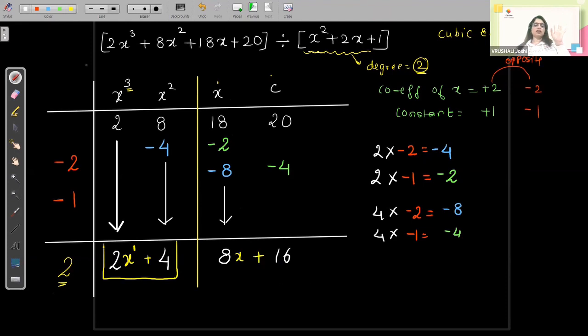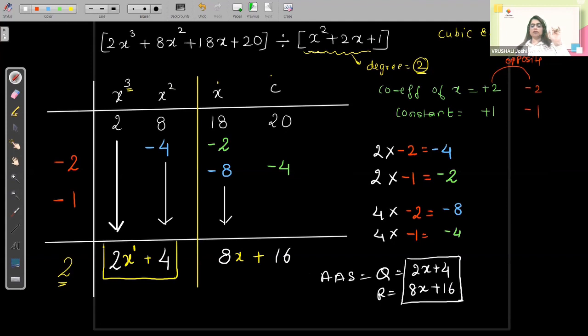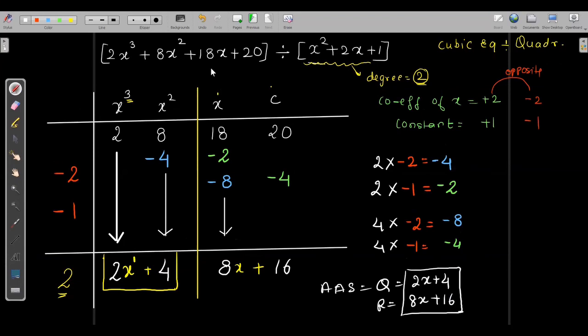So your final answer will be that quotient is equal to 2x plus 4 and remainder is equal to 8x plus 16. Guys, have you understood this? Yes, ma'am. Avnish, have you understood this? Yes. Okay.